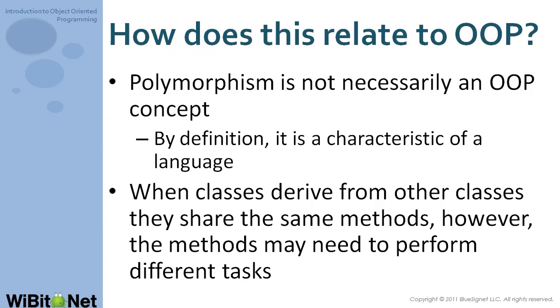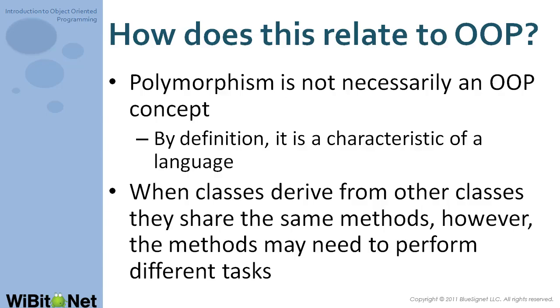So how does this relate to object-oriented programming? Polymorphism, as we just saw, is not necessarily an object-oriented programming concept. By definition, it is a characteristic of a language. A language like TCL or Perl has it so baked in that you don't notice polymorphism. But polymorphism is particularly valuable in object-oriented programming because every time you create an object, those objects are inevitably going to have to interact with each other. So it becomes a very widely used attribute of object-oriented languages. When classes derive from other classes, they share the same methods, but the methods may need to perform different tasks.